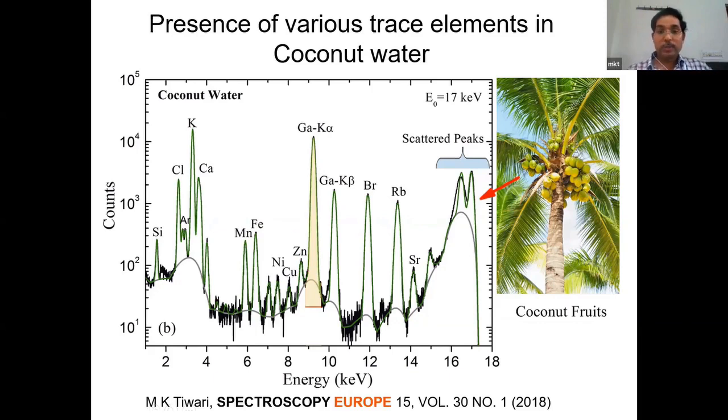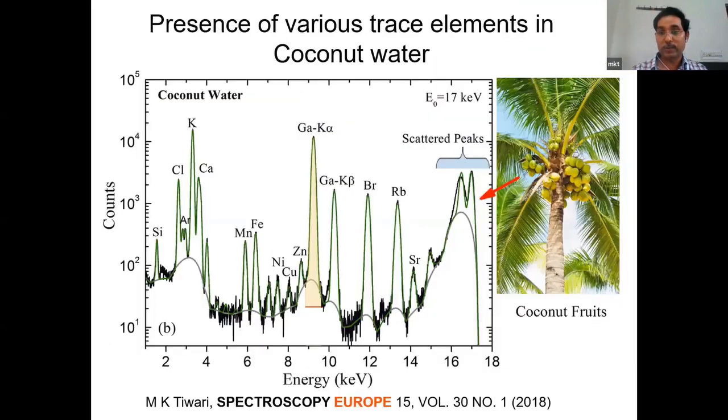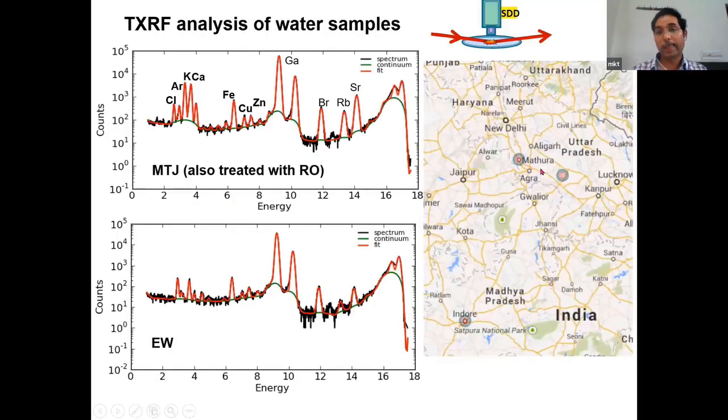So we then realize what the concentrations of different elements are. In one case, we studied groundwater at three different locations. In one location, we collected the water from our hometown, another from Mathura, and the third from Indore, 600 kilometers away from Mathura. So we analyzed the different concentrations of different elements.